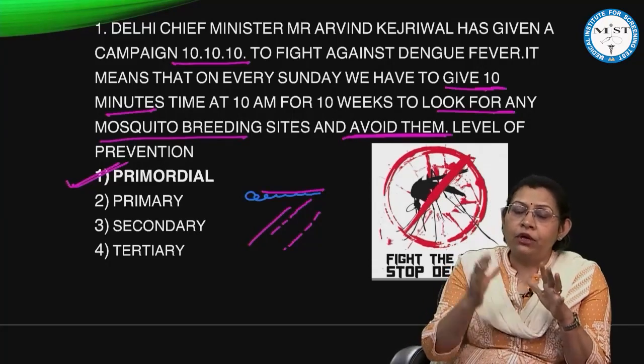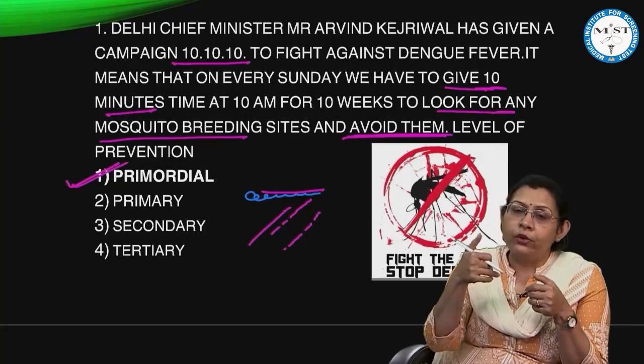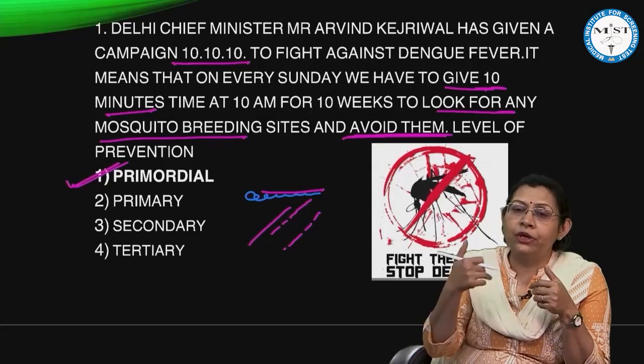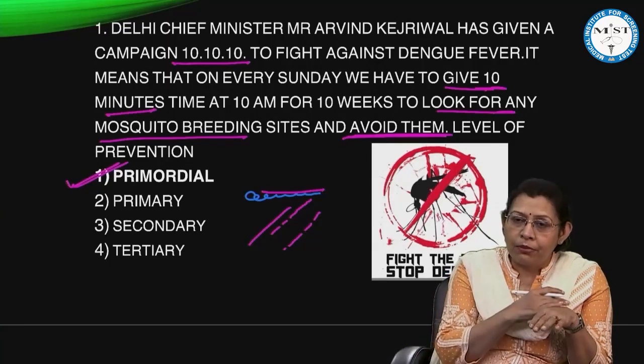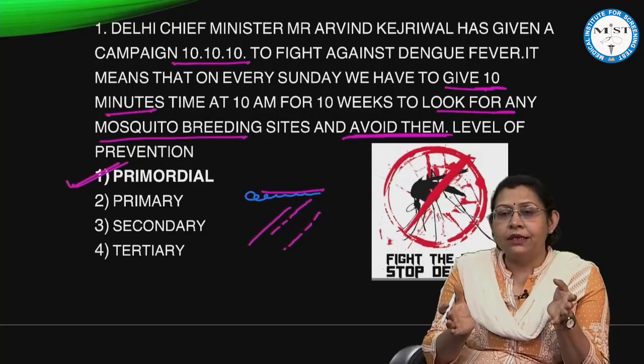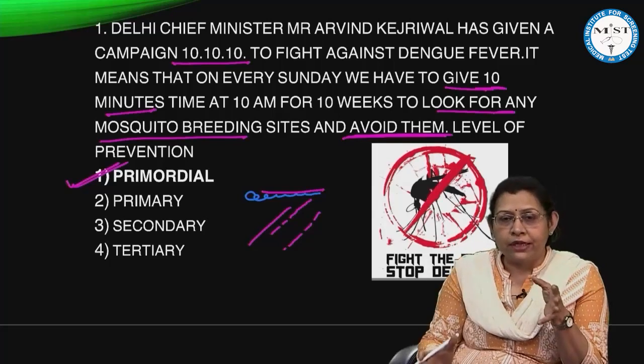But if we are not avoiding this breeding, we can have primary level prevention. How? We are doing insecticidal spray to kill the adult mosquitoes, or we can use various repellents, we can use mosquito nets. We are avoiding the mosquito bite, preventing the disease.